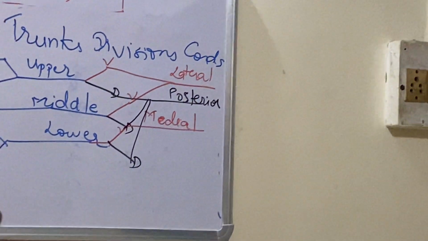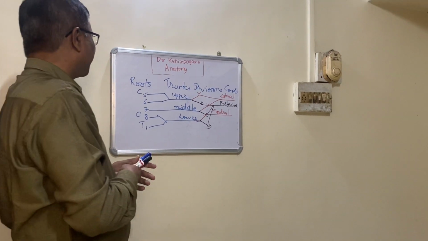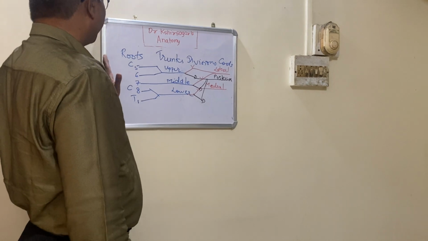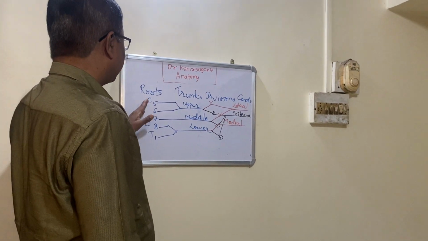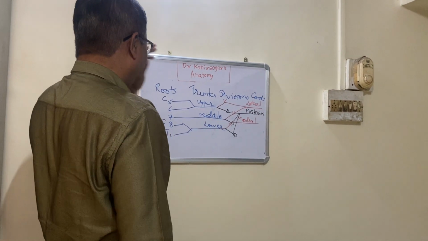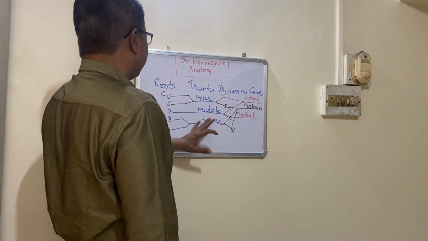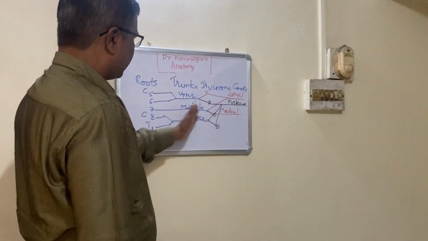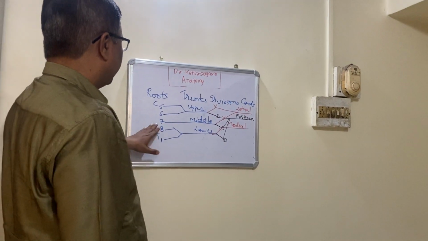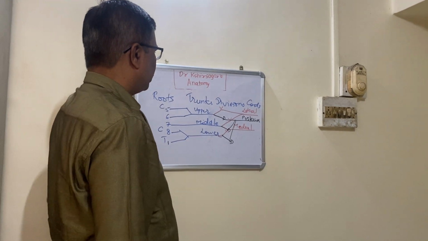Is this clear? So this is the formation of the brachial plexus. You have roots, trunks, divisions and chords. Roots, as I told you, C5, C6, C7, C8 and T1. The trunks will be upper trunk, middle trunk and lower trunk. C5 and C6 will join to form upper trunk. C7 will continue as middle trunk and C8 and T1 will join to form lower trunk.